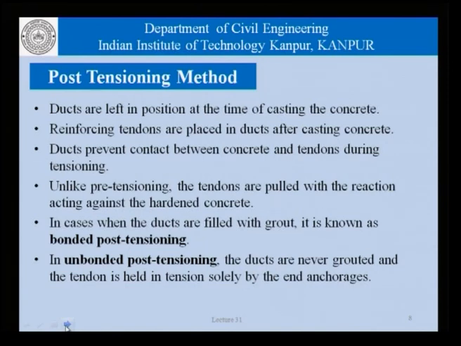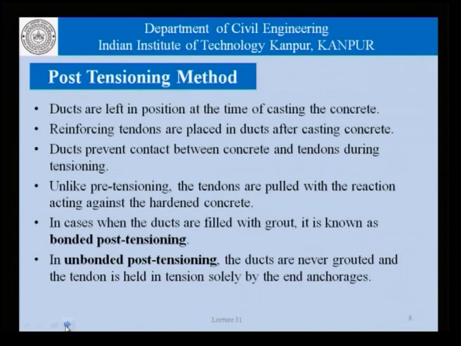As far as the post tensioning method is concerned, the ducts are left in position at the time of casting the concrete. Reinforcing tendons are placed in the duct after the concrete has been cast. The ducts prevent contact between the concrete and the tendons during the tensioning. Unlike pre-tensioning, the tendons are pulled with reaction against the hardened concrete, and that is why we need a certain amount of strength in the concrete before the tensioning can be done.